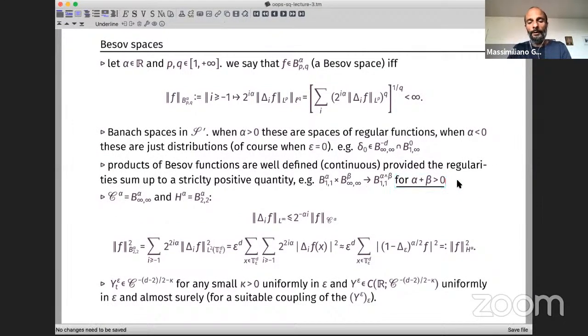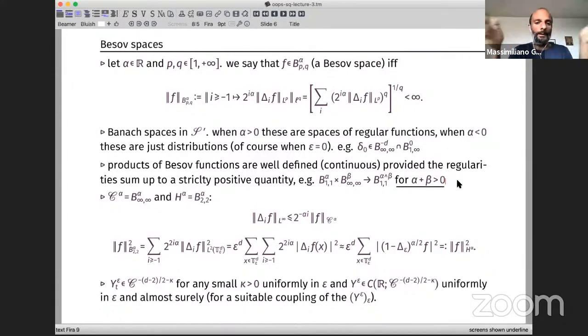So this is the important fact you have to remember. This is natural. When you multiply two objects, if they are positive regularities, there is no problem. If one of them has negative regularity, the other one has to have a sufficiently high positive regularity to compensate for the negative regularity. Okay, so that's all you have to know.